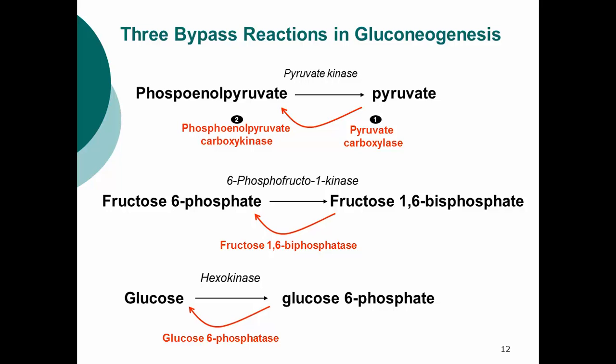And the second bypass reaction drives the generation of fructose 6-phosphate, and this reaction is catalyzed by the key enzyme fructose 1,6-bisphosphatase. And the last one, which is a very important one, is the conversion of glucose 6-phosphate to free glucose, catalyzed by glucose 6-phosphatase. Remember, muscle lacks this enzyme, right? So muscle is not able to directly release glucose into the circulation.